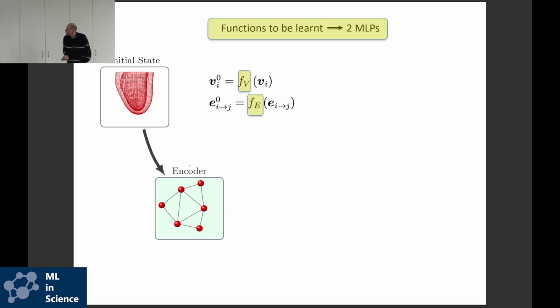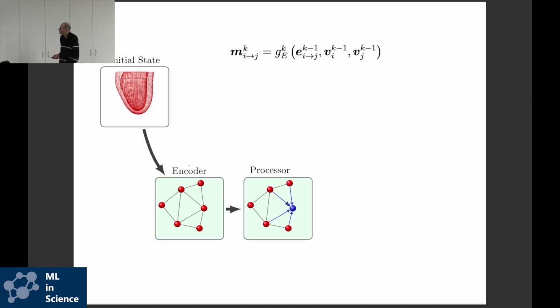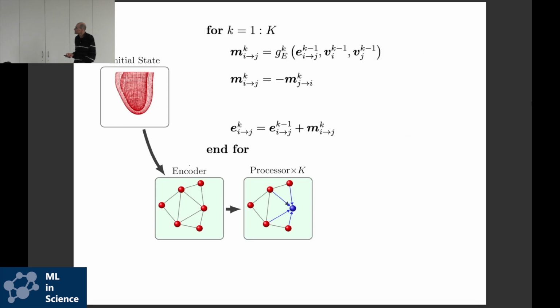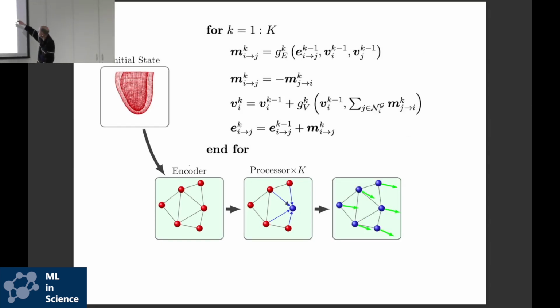Then in the embedding space, we do message passing. So we have messages. The message from node i to node j takes information from the state vectors of the nodes and the edge vector. Then we repeat that k times. It's an iteration. We use physical knowledge about the third Newtonian law of mechanics, that if two bodies exert forces on each other, these forces have to be of the same magnitude and point into opposite directions. So that's why you have this minus sign here. And then we update the edges by just adding the messages. And we update the node states by taking all the messages that feed into a given target node. And again, that gives us two functions that have to be learned with multi-layer perceptrons.